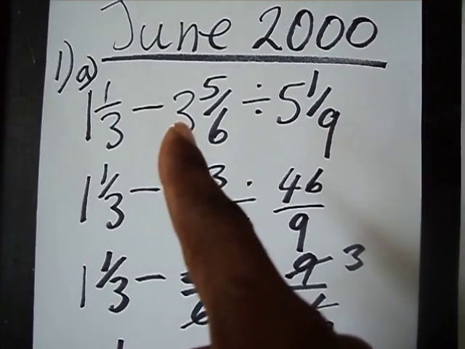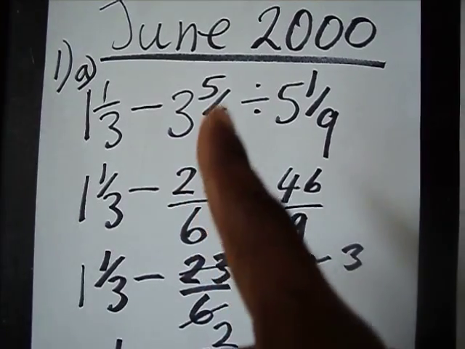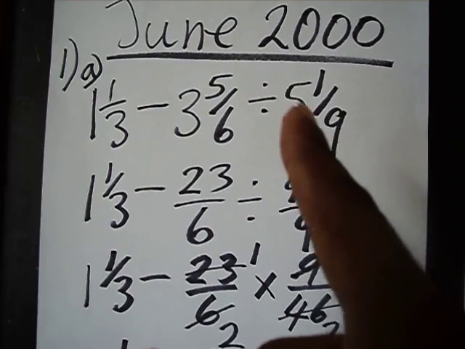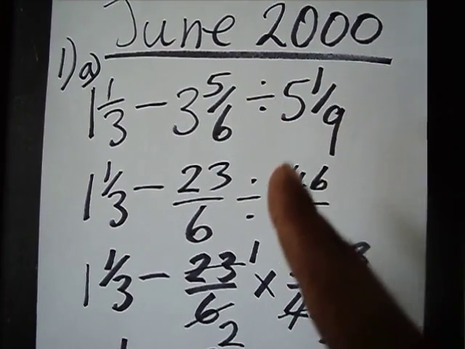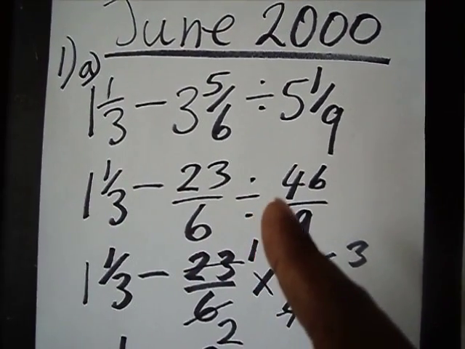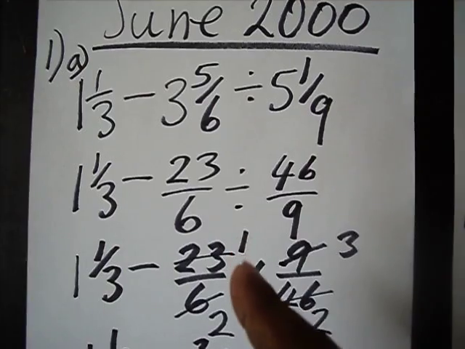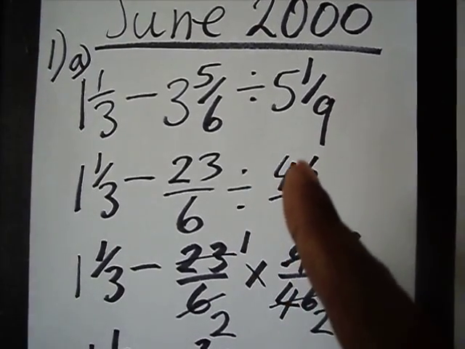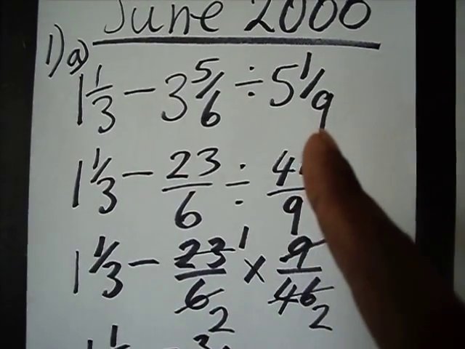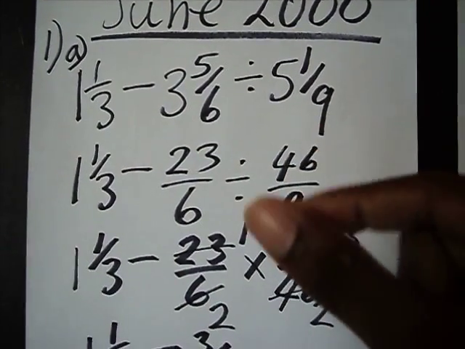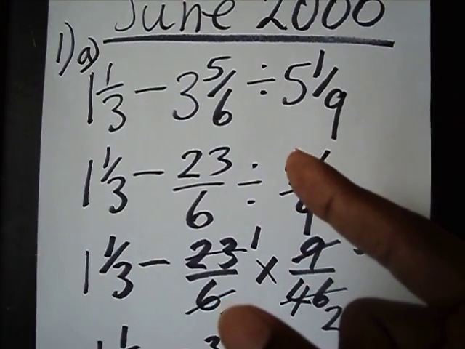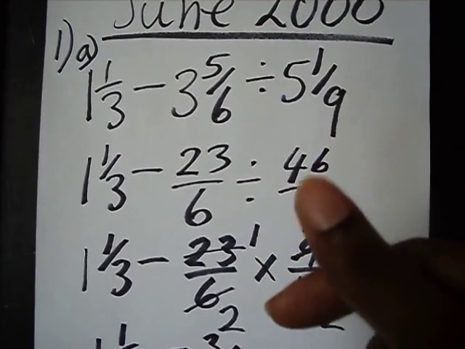So 6 times 3 is 18 plus 5 is 23. Bring that down, so it's 23/6 divided by 9 times 5 is 45 plus 1, that's 46/9. Okay, you bring this down. Now, we are going to, of course, change the sign and invert, or find the reciprocal. So it is 23/6 multiplied by 9/46. In dividing fractions, you're supposed to change the sign and invert the second fraction.